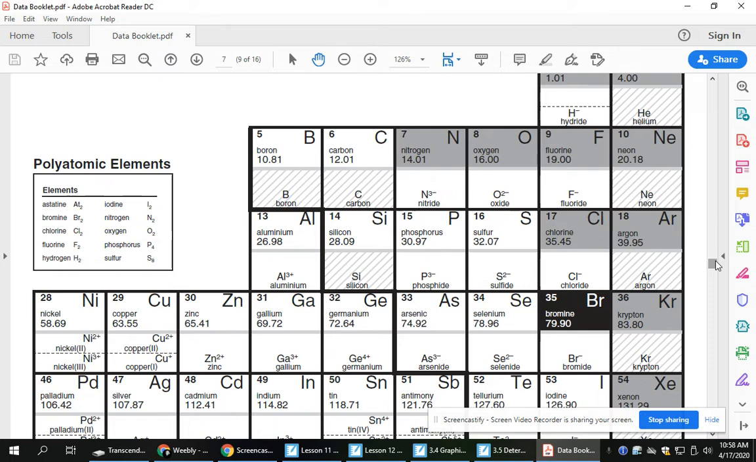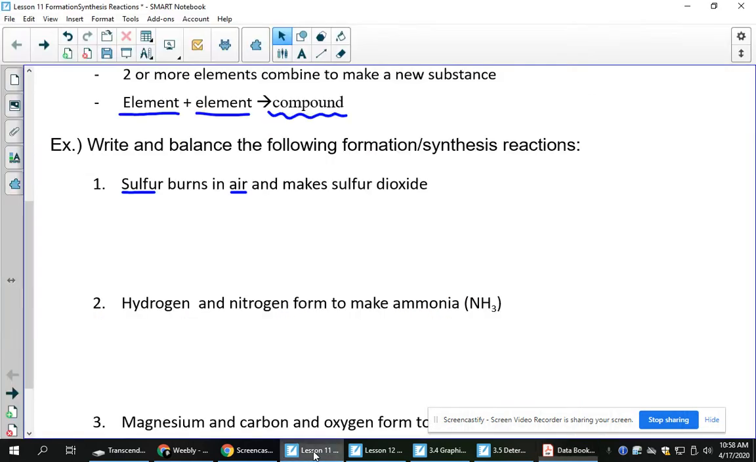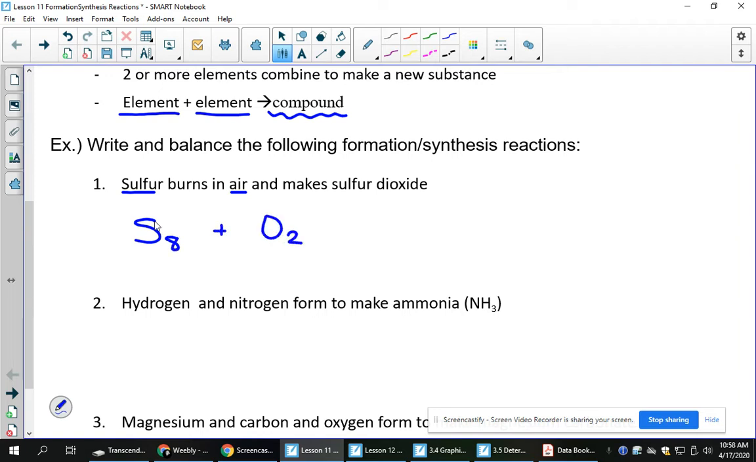So remember, we talked about these elements only. Basically, they always come with a buddy. So oxygen always comes with a buddy. There's always two oxygens together. Sulfur, there's always 8 sulfurs if it's by itself. This is nothing to do with writing it as a compound. When you write sulfur with something else, the 8 doesn't matter. Okay, so you're going to write S8 for sulfur as an element, and you're going to write O2 for oxygen as an element.